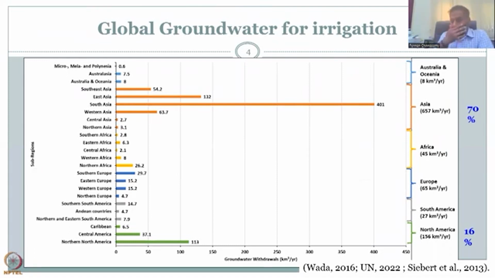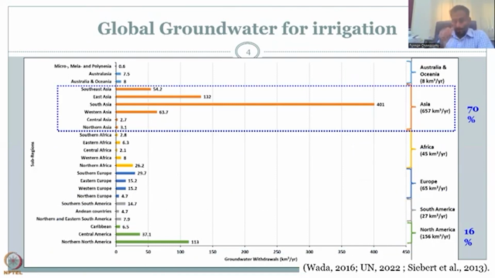And you could see that this is the global groundwater withdrawals in cubic kilometers per year. Around Southeast Asia, South Asia, and Western Asia consume more than 70% of the water. So if you compare this to the numbers I had on the disparity of water, you could see that the developed nations do not have that much water demand. For example, Europe has only around 65 cubic kilometers per year, whereas Asia is at 657 cubic kilometers per year.